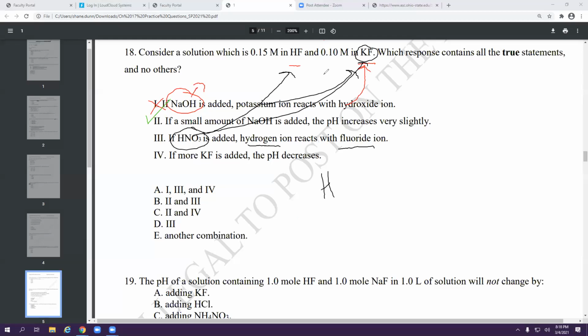But if you think about it, HNO3, strong or weak? Strong. So it dissociates 100%, right? So all I have is H ions. That's going to react with the fluoride ions in the KF. Correct? Does that make sense? Okay. That is true. Even if it was, let's say, a weak acid, would it still do the same thing? Yep. Okay. Oh no, they changed one again.